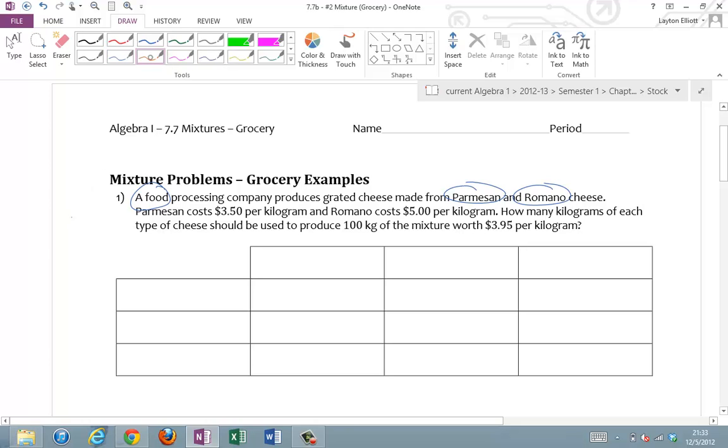You're taking one kind of cheese that costs a certain amount, and you're mixing another kind of cheese that costs a certain amount to make a mixture, and you want a certain amount of that mixture, and you want it to be specifically worth this amount. So we have to mix things in the right ratio.